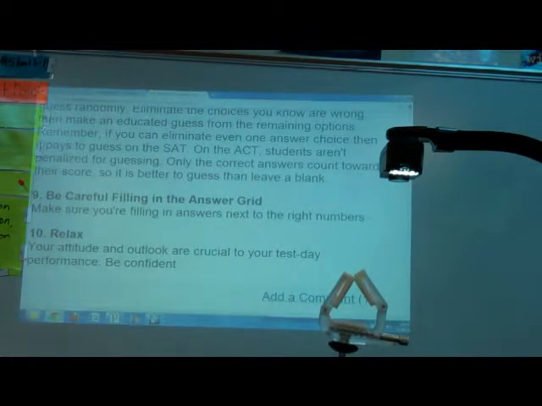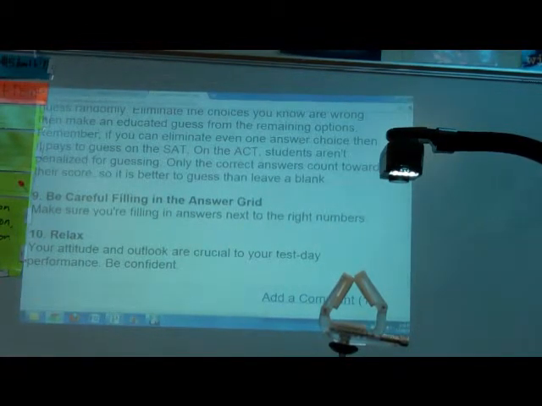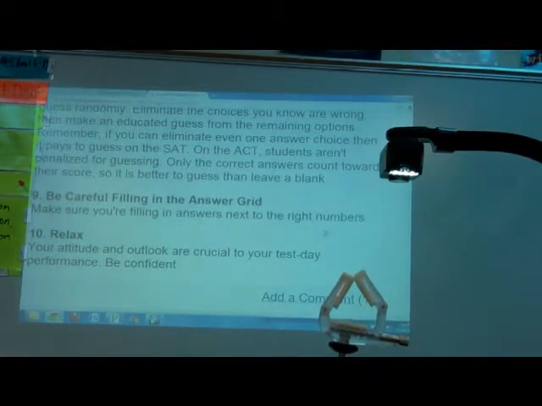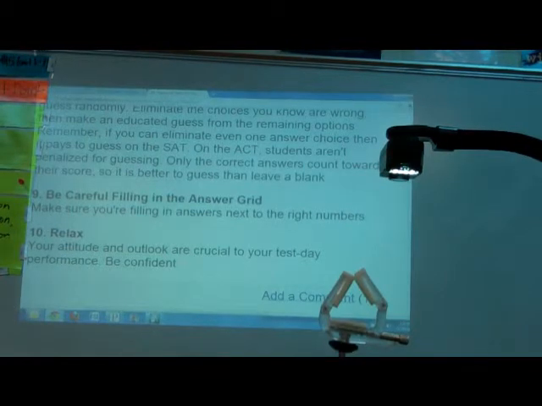Before filling in the answer grid, make sure that you're filling in answers next to the right numbers. I made that mistake once on the SAT and didn't realize it till time was almost up. I was off on my numbers, and I had gotten off pretty far back. So make sure every time you fill in an answer that you check the number that you're filling in.